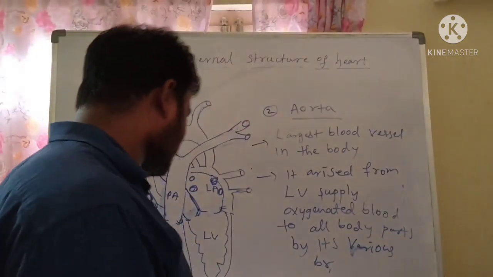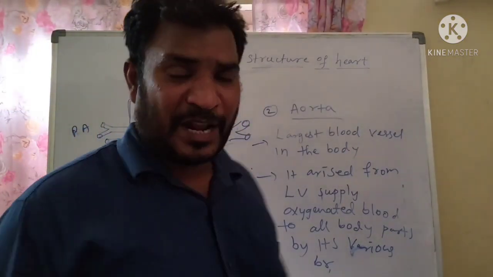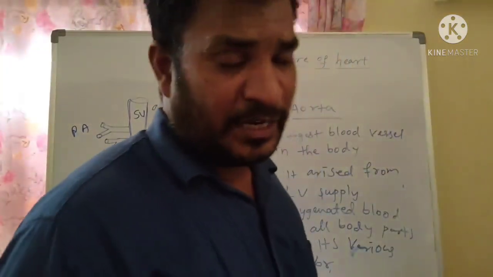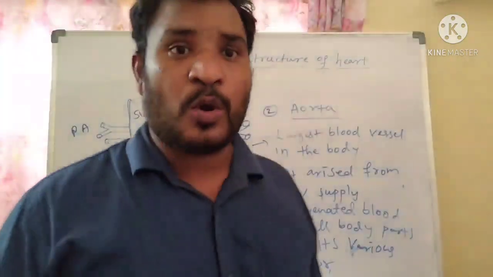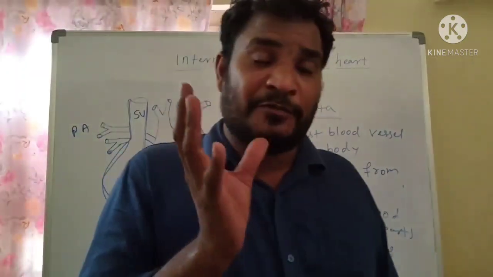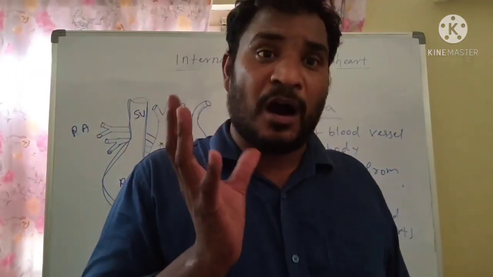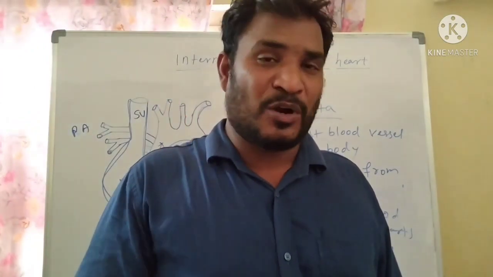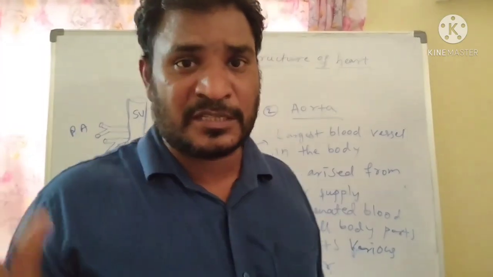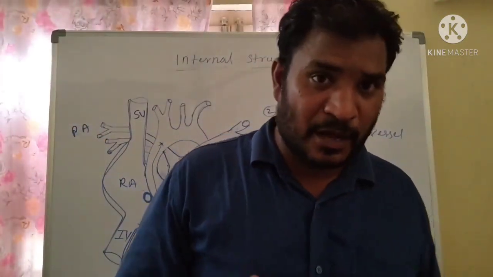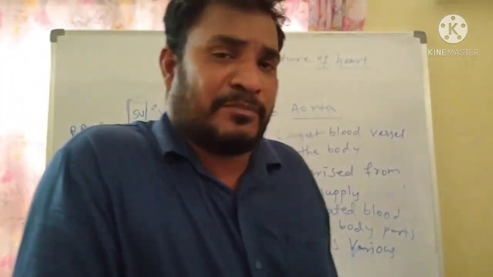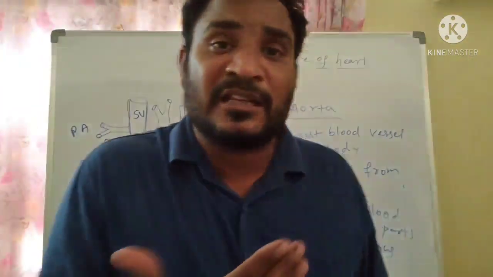by its various branches. Some of the important branches which arise from the aorta, we are going to discuss. Especially I am talking about the main blood vessels which arise from the aortic arch. We will discuss the lateral branches in later classes. But here I am going to discuss the main branches which arise immediately from the aortic arch near the heart.